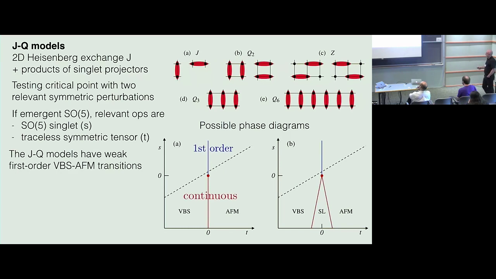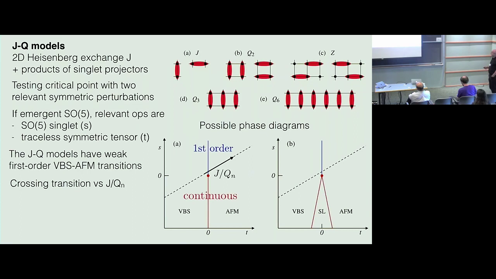Okay, so now it turns out that these JQ models all have weak first order transitions. But in some cases, like the JQ2 model, it's really very weakly first order, so that we believe that we can actually extract scaling dimensions. But it will actually be very important in the end that if we tune a single model parameter, for example, we tune J over QN being one of these, then we actually cross slightly on the first order side of the transition here, okay?